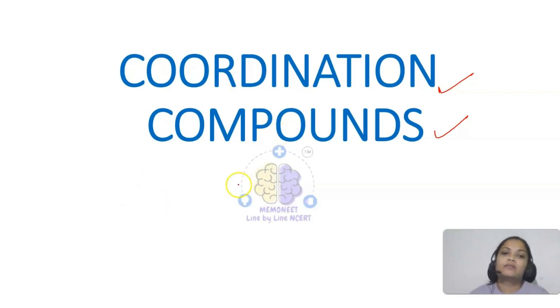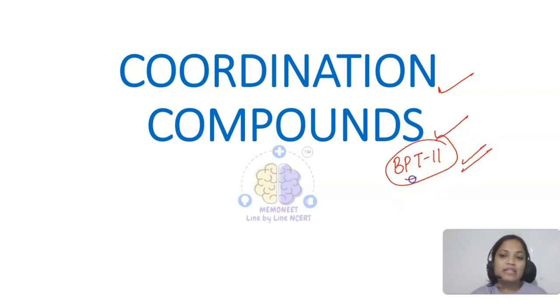Okay, so as we are taking one or two chapters for each BPT, for BPT 11, the next Brahmastra part test that you are going to have, we are having another important chapter, that is coordination compound. Coordination compound itself is an important part of inorganic chemistry, and coordination compounds also make a big part of inorganic and bioinorganic chemistry. So that is why their study becomes important for us.